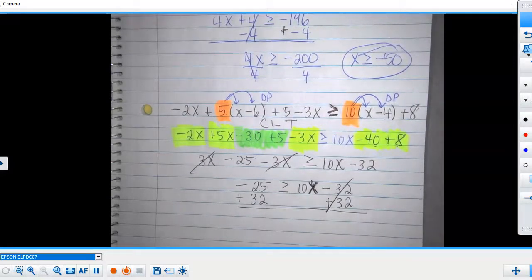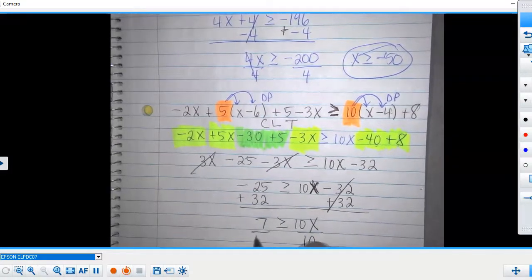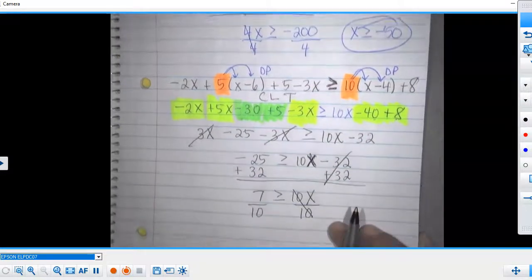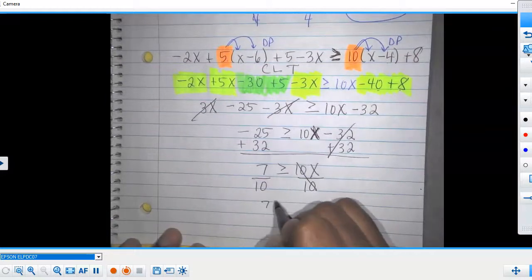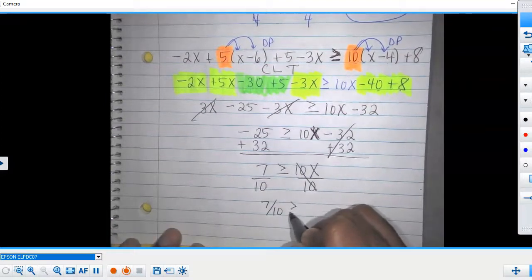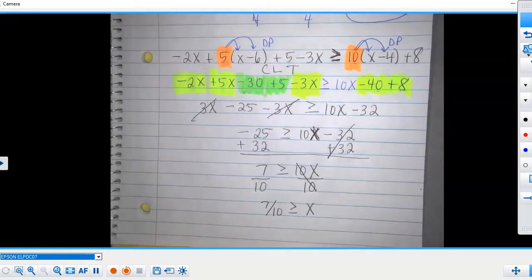This we're going to subtract, and I'm having a brain fog, but I think it's 7. 25, 26. Yeah, it's a 7. Greater than or equal to 10x. And then when I divide by 10, okay, and I know it looks backwards, so y'all see these answers and get freaked out, but it's 7 over 10 greater than or equal to, still facing to the left, because I'm reading it from left to right, 7/10 is greater than or equal to x.